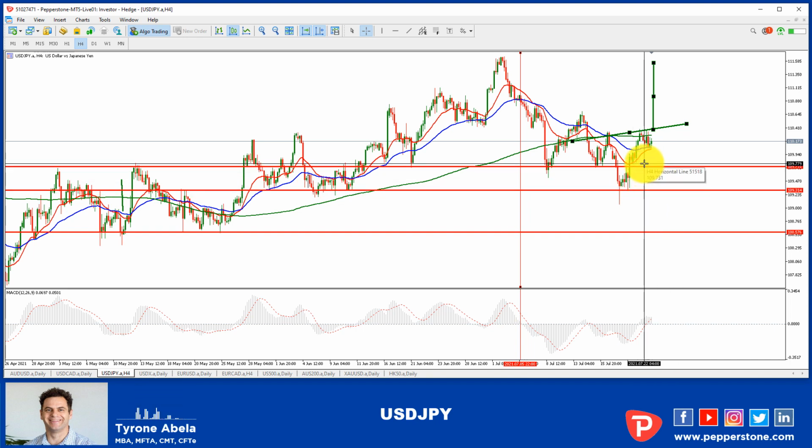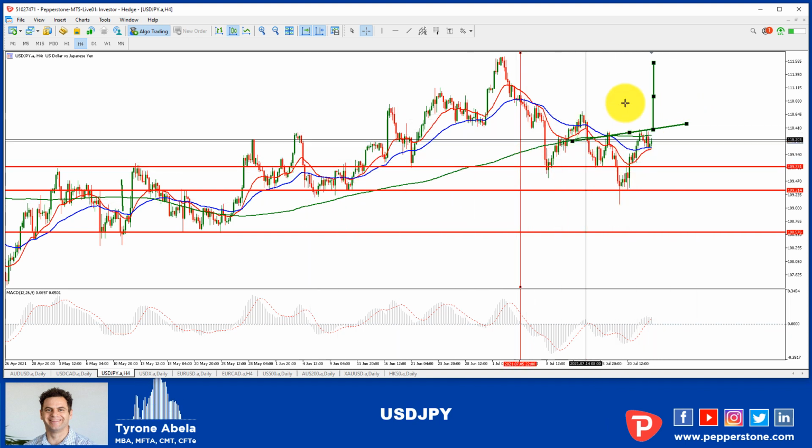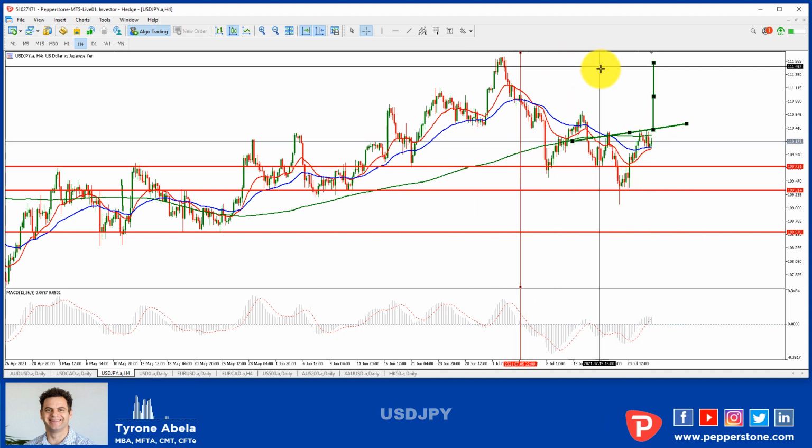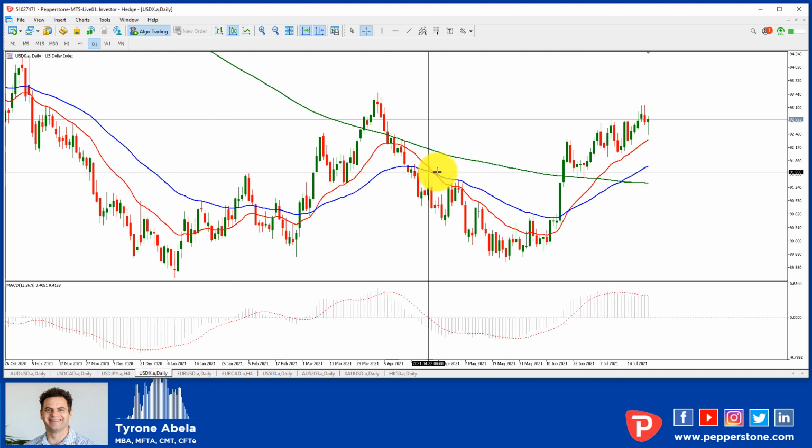But again, got a bit of work to do. We let price action sort that out for us, and we trade what price action does. So yeah, not a bad trade either way, but the long is certainly more lucrative than the short, mainly because of the dollar strength. So look, let's go to the US dollar index.